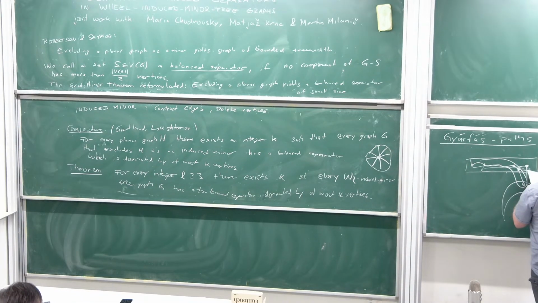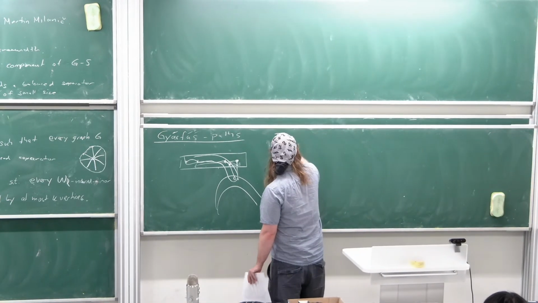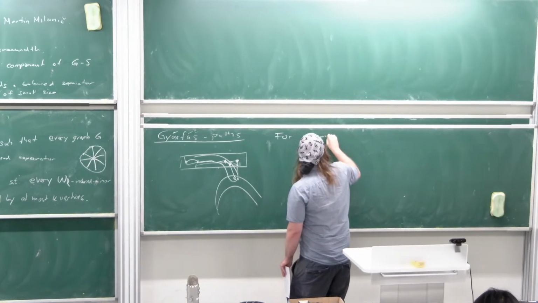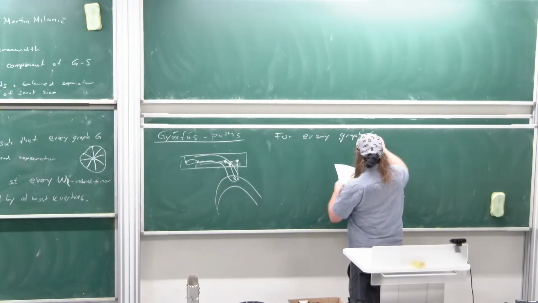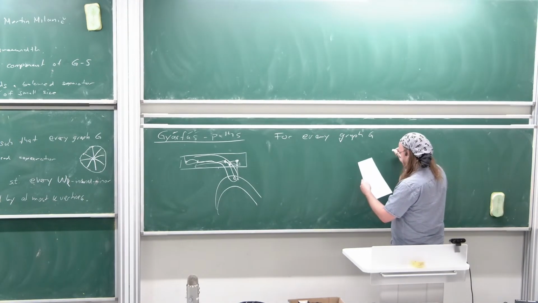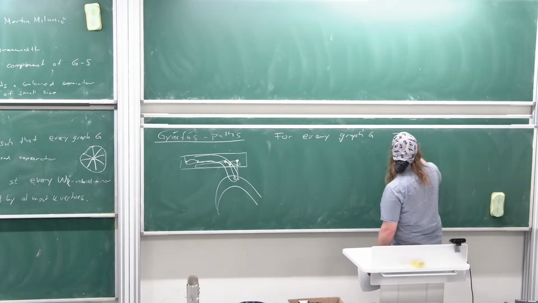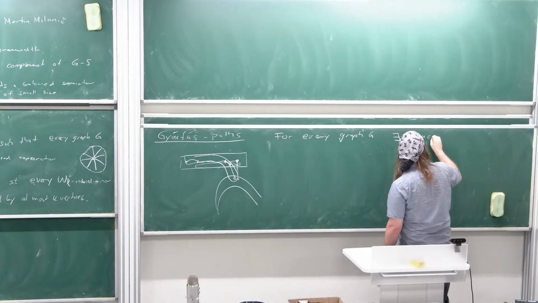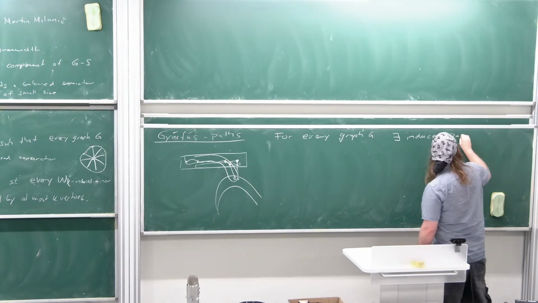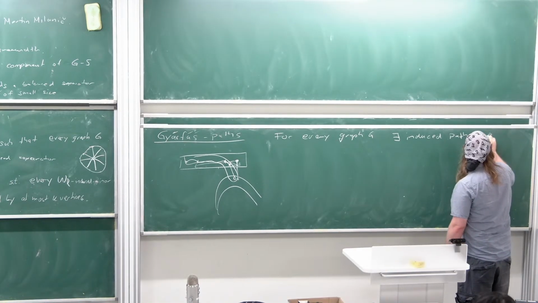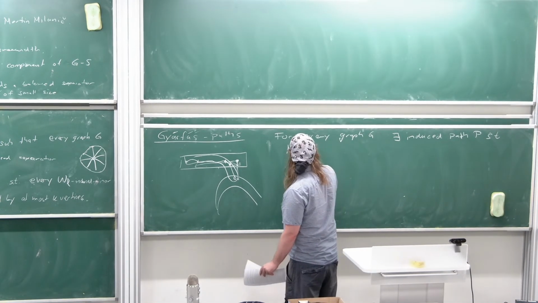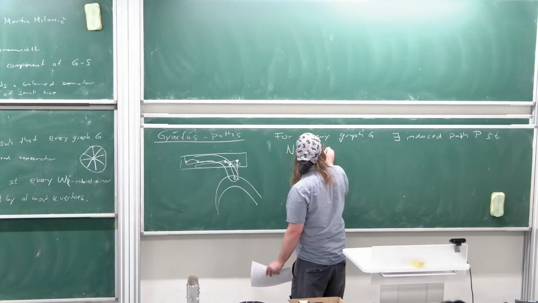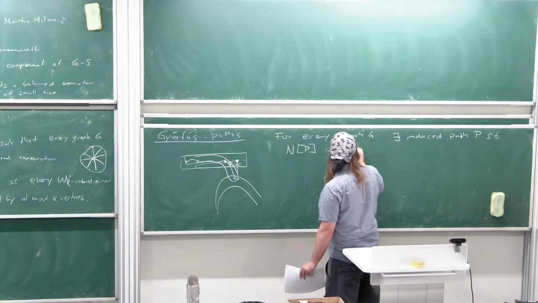So let me write this down. For every graph G, there is an induced path P such that the closed neighborhood of that path is a balanced separator.